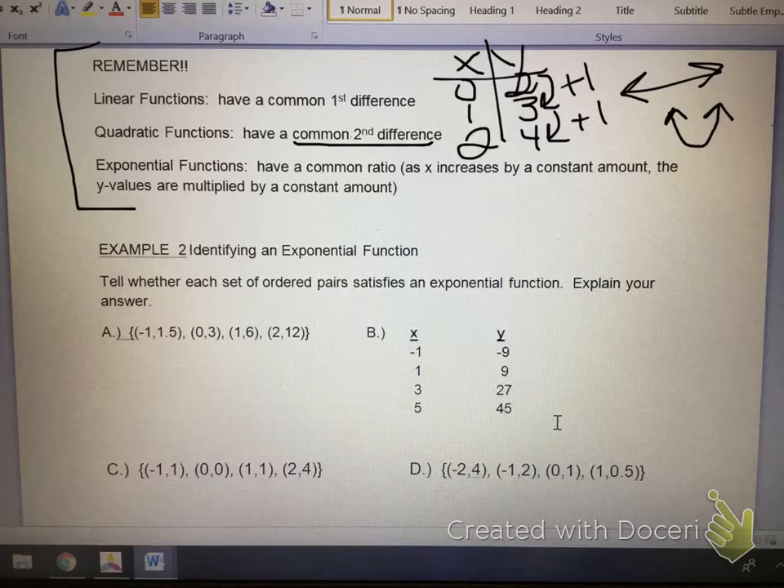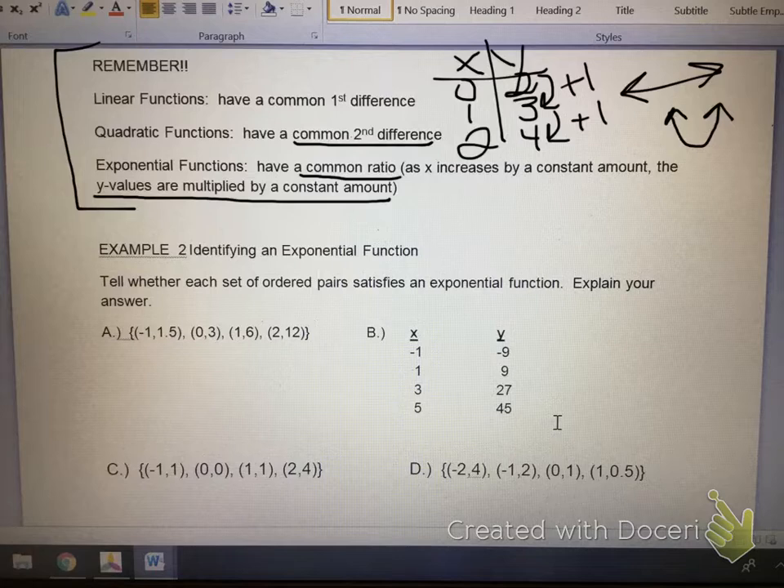Now exponentials, we just learned, have a common ratio. So the x's are increasing by a constant amount, not necessarily in a multiplicative way. You're going to add the same increment to get to your next x. This is what I want you to focus on: the y's are being multiplied by a constant amount. So let's look at example 2. We're going to identify whether we have an exponential or not.